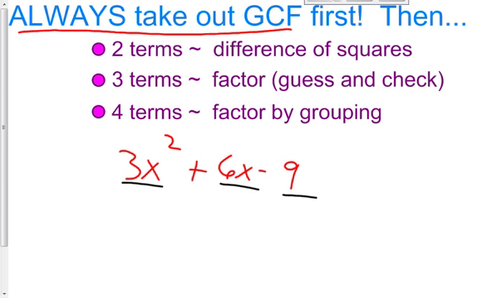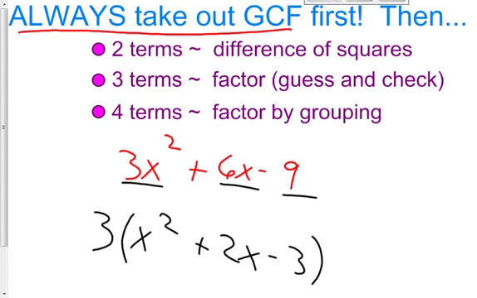And as you can see, 3, 6, and 9 are all multiples of 3. So the greatest common factor would be 3. You take out a 3 from the first term, and you're left with x squared. You take out a 3 from the second term, and you're left with 2x. You take out a 3 from the third term, and you are left with a negative 3. So that's what it means by always take out a GCF first.